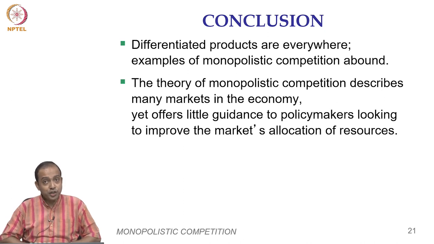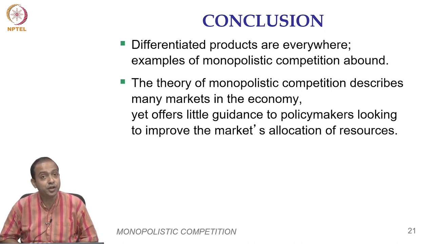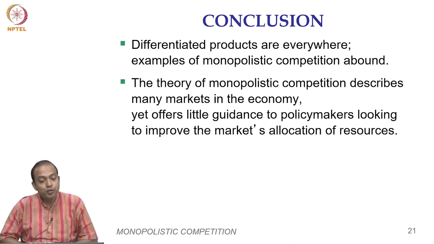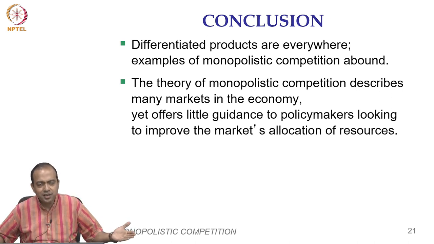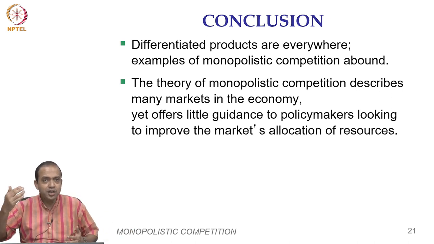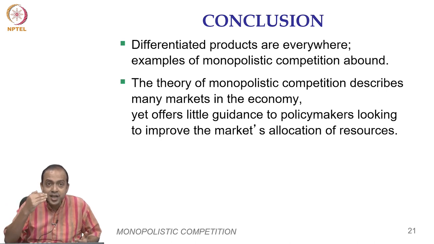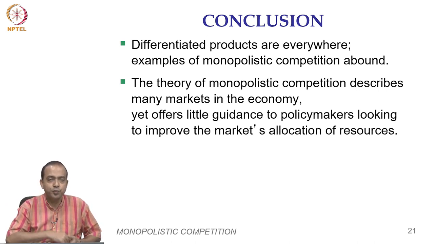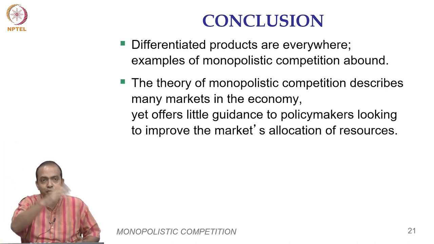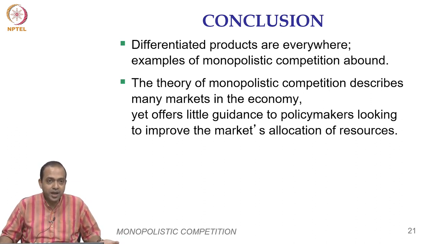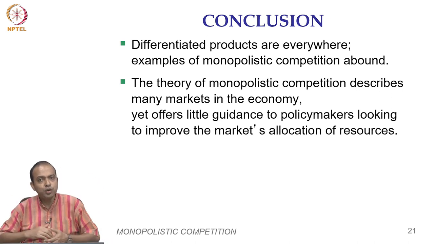The theory of monopolistic competition describes many markets in the economy, but offers little guidance for the policymaker looking to improve the market allocation, okay? There are many monopolistically competitive markets which, as we have proved, are less efficient than competition, because firms have market power. Output is less and price is more compared to competition. But policymakers cannot control this type of market. Why? Because the firms are already earning zero economic profit in the long run.